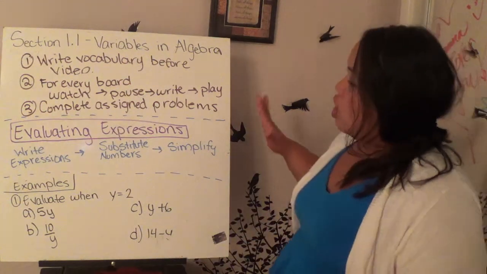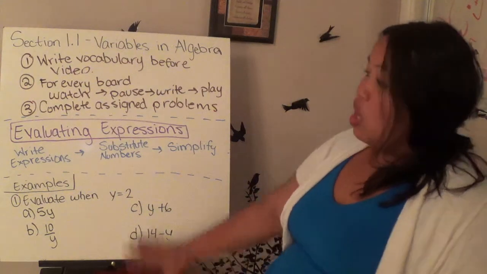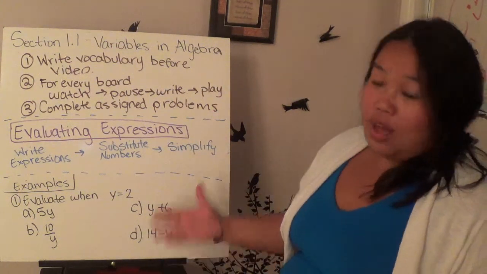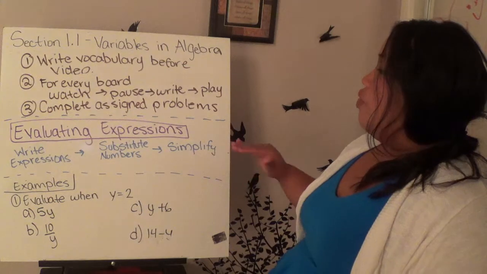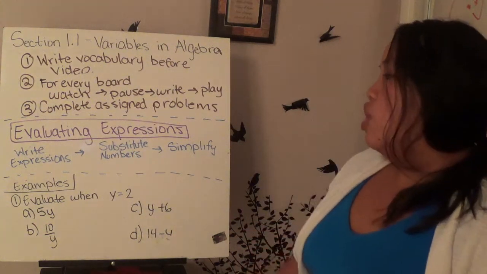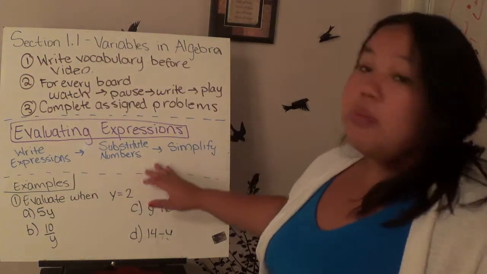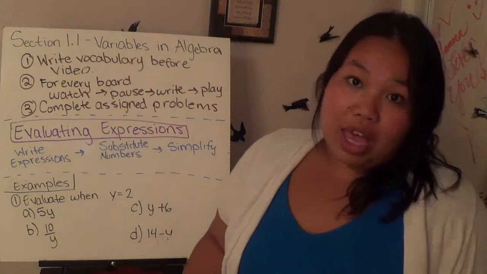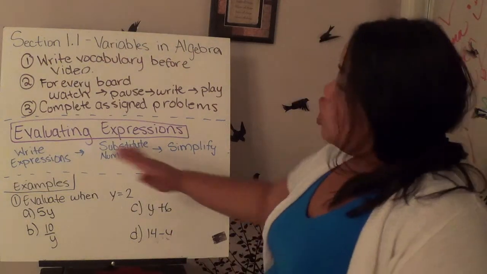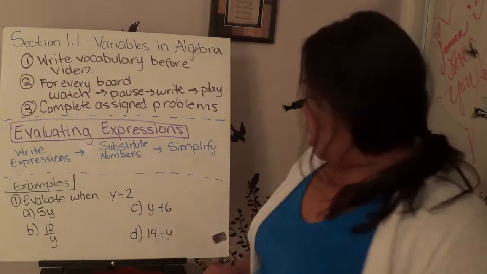We're going to start with key concepts, and then we'll do examples. So this is going to be a short video after this. The main key concept you need to understand is evaluating expressions. You write the expression, substitute the numbers for what the variables are worth, and then simplify. If you're not sure what those steps are, we'll go through them in the examples, and hopefully by then you'll know.